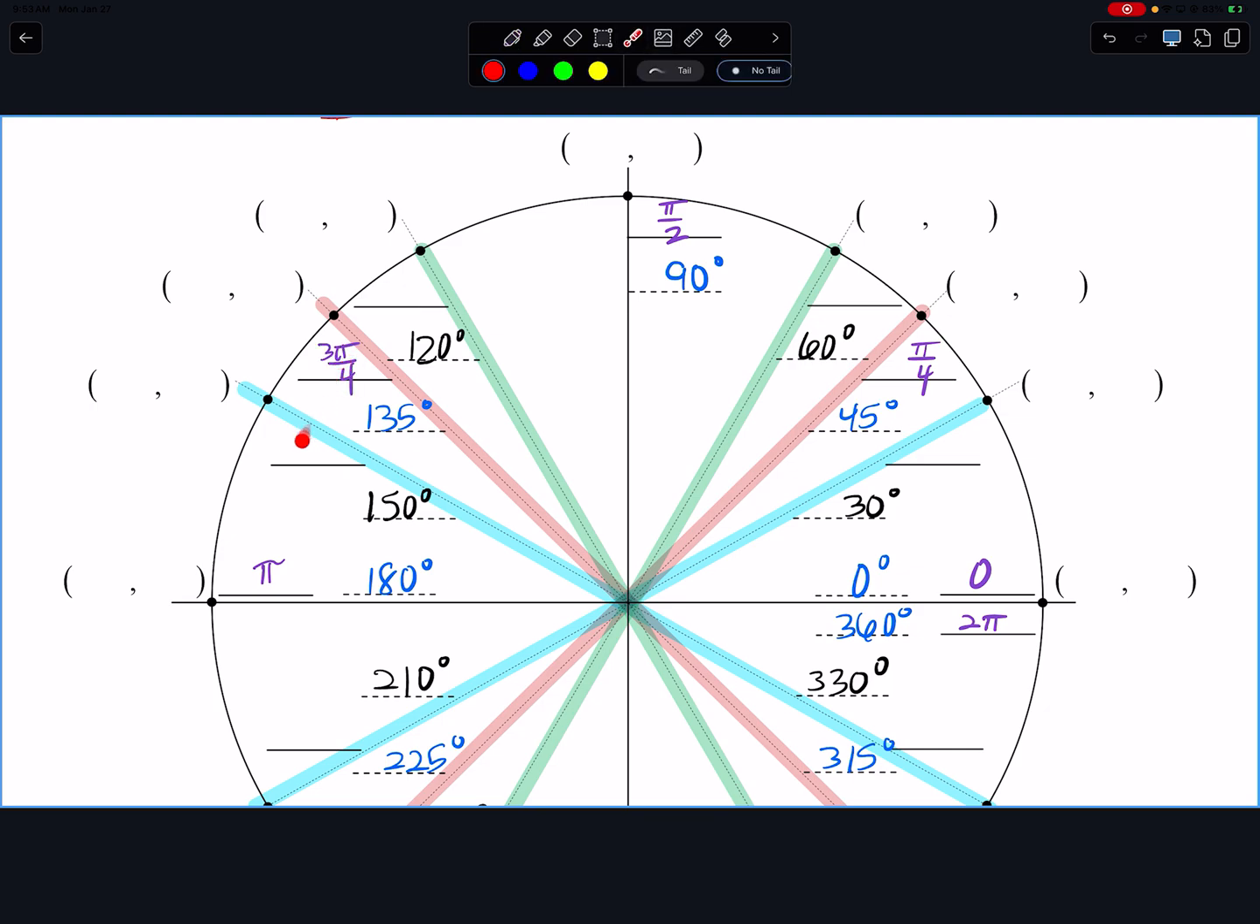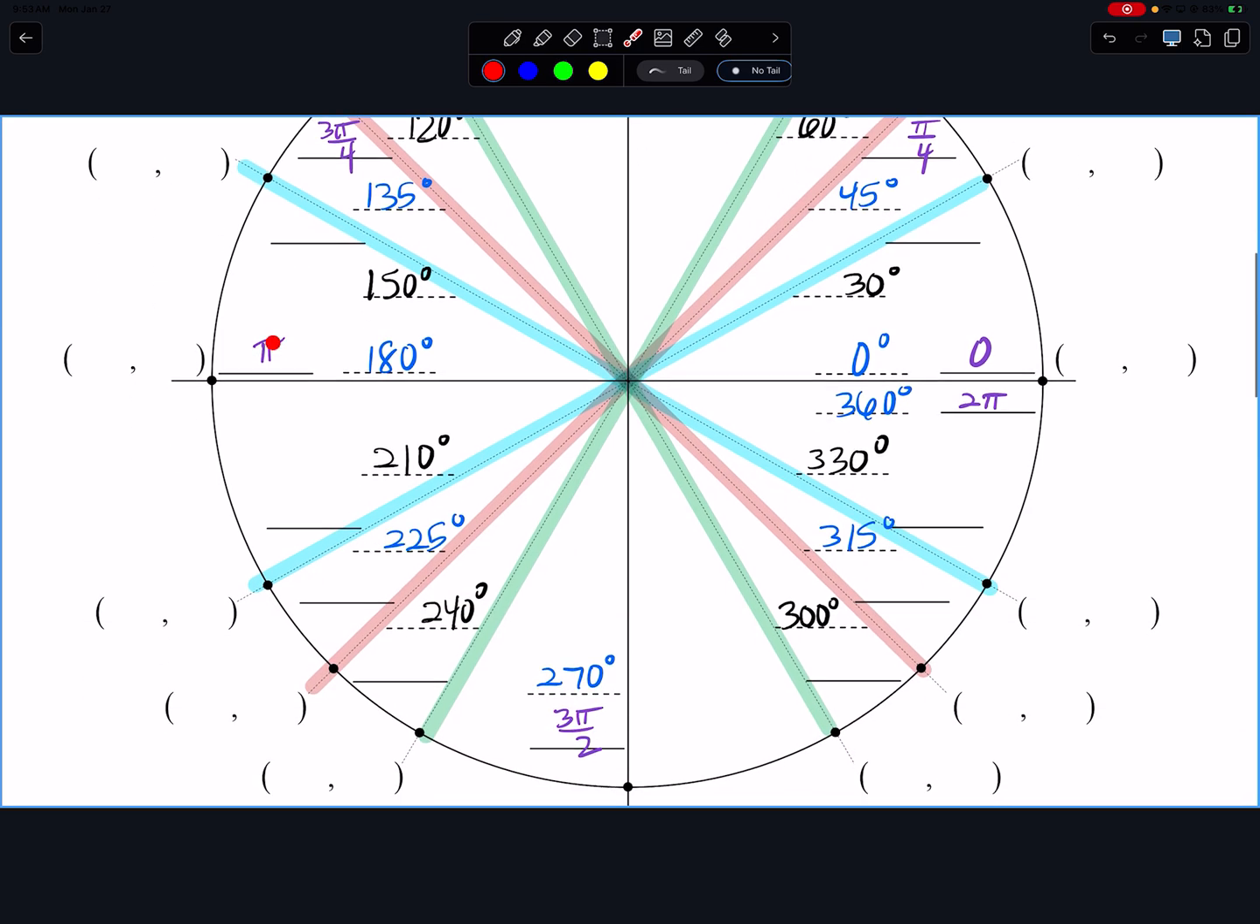If I go again, that'd be 4 pi over 4, but we already have that. Which means that this value is 5 pi over 4. If I go another pi over 4, that'd be 6 pi over 4, but we already have it. 6 plus another pi over 4 would give me 7 pi over 4.